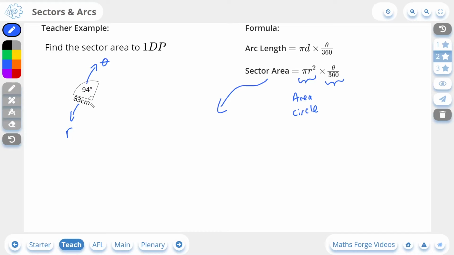So substituting the values we have in front of us into the formula, we end up with the following, pi times r squared times by theta over 360, and theta is 94 in this case, divided by 360. Putting this into our calculators, we get the following, 5,651.1 centimeters squared. Don't forget we're finding an area, so the units are going to be in centimeters squared. And if we check our answer, there it is.